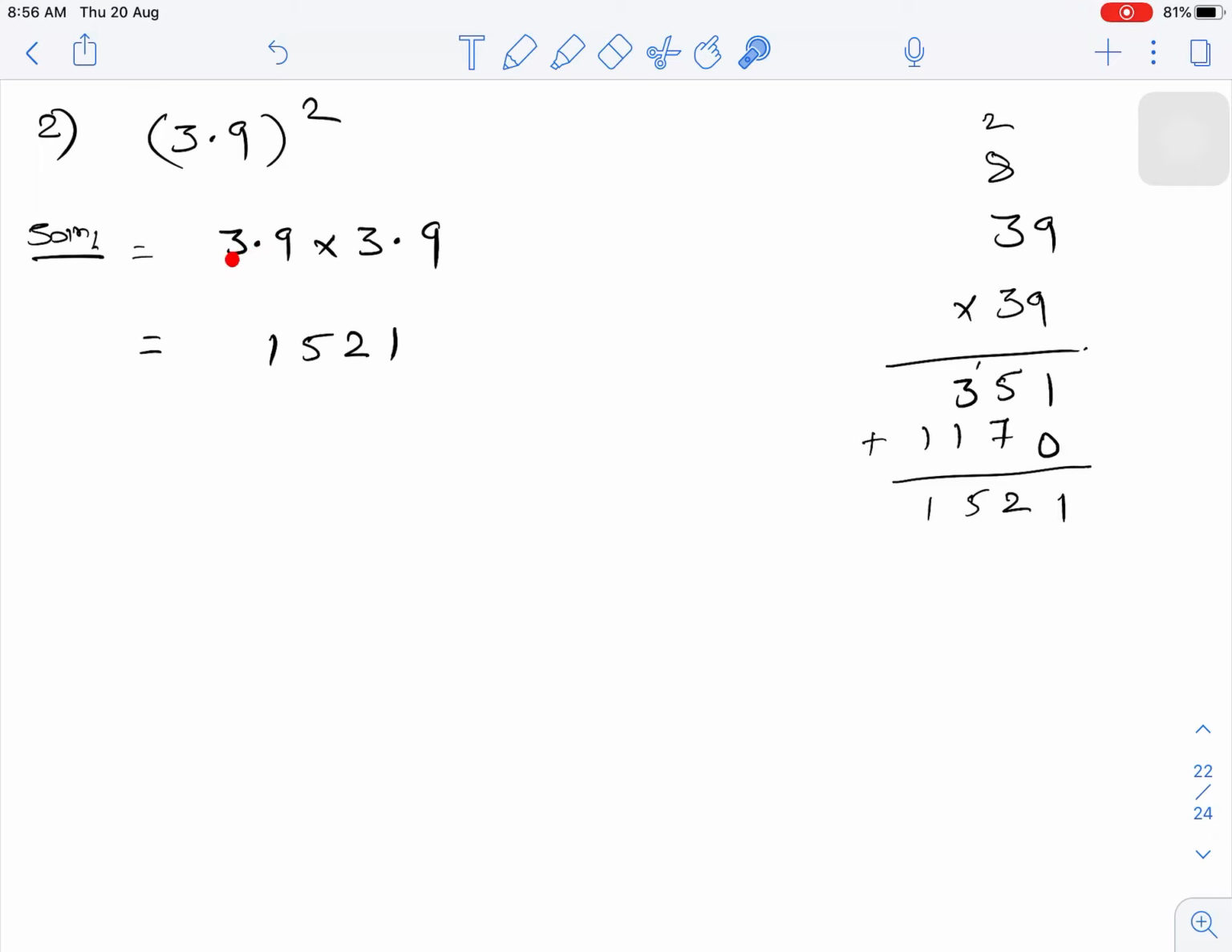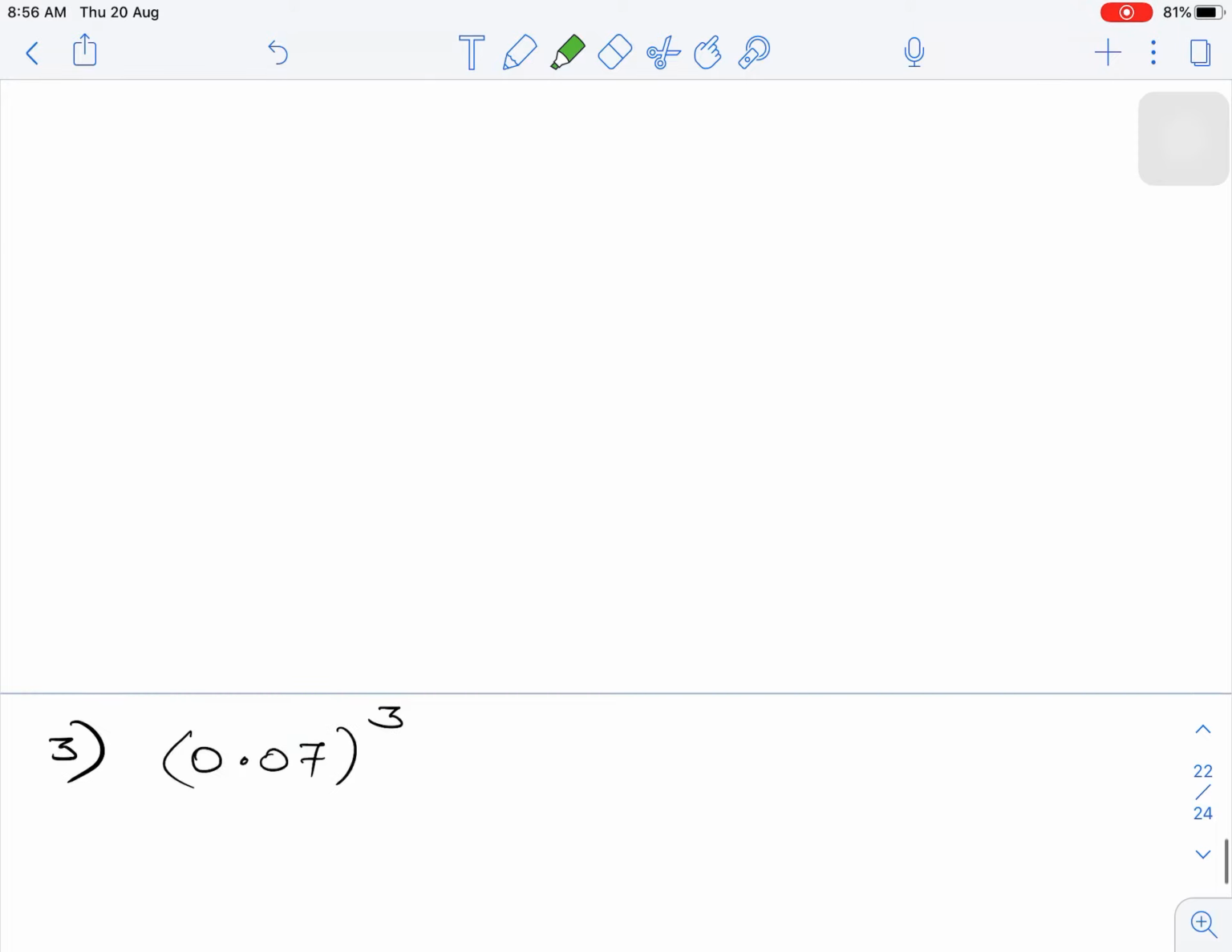So here one decimal is there and here also one decimal is there. So what will be our answer? Yes, so it will be 2 decimal places. So here also we have to adjust 2 decimal places. So 1 2, so our answer will be 15.21. Okay, so we have to check this answer once again.